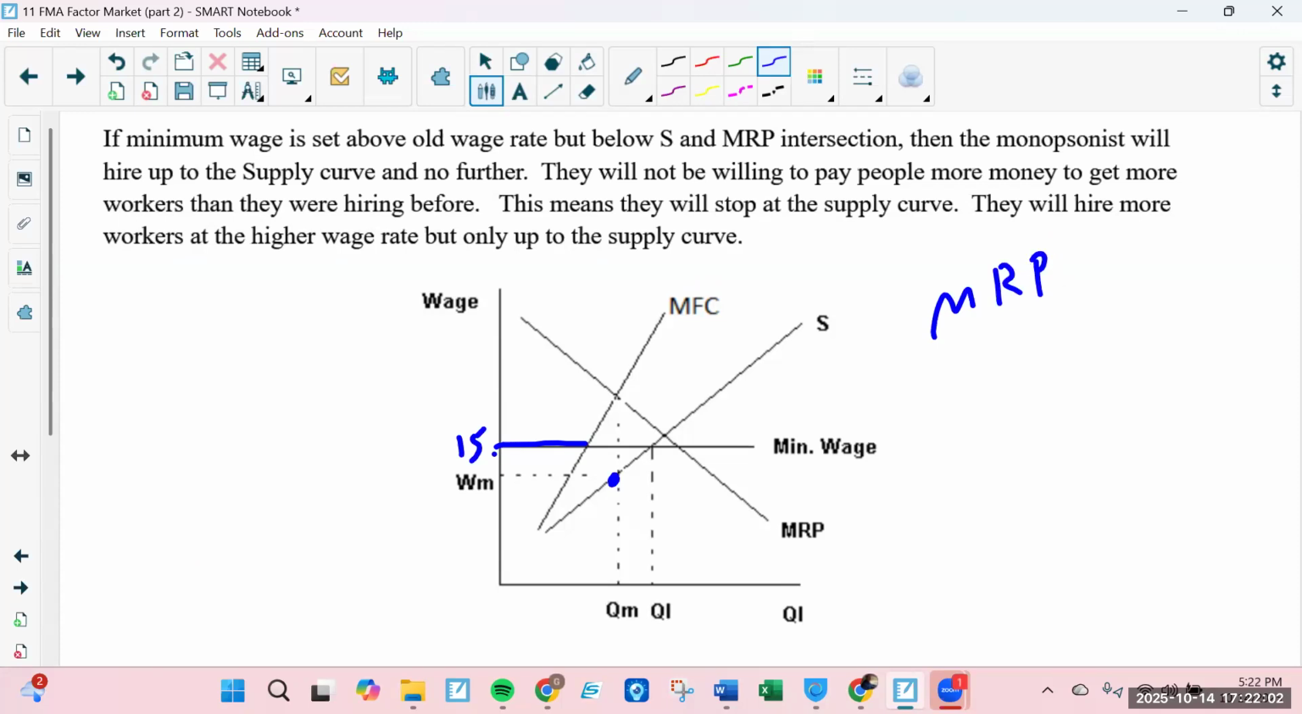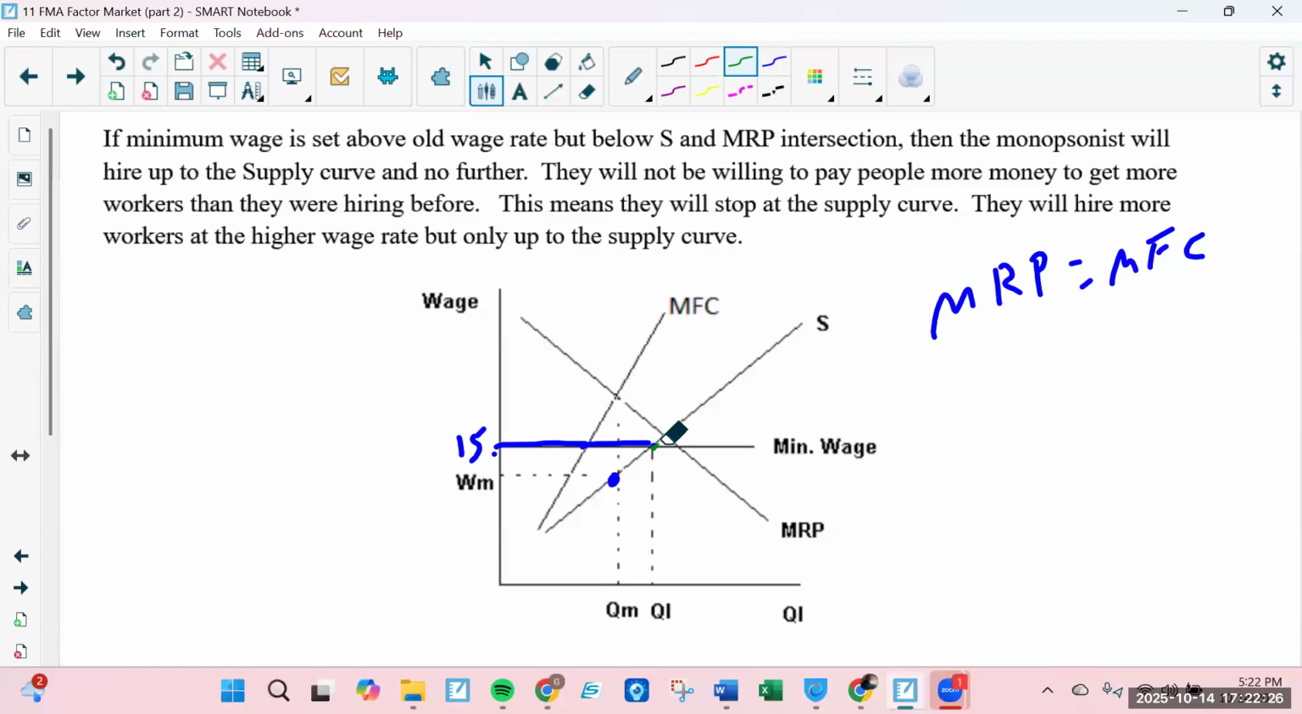You hire where MRP equals MFC, right? So we ignore that first line you hit and you keep on going. Now you hit a line. The next line you hit is the supply curve. Is my rule to hire where MRP equals supply? And the answer is no. So what you would think is you would keep on going.